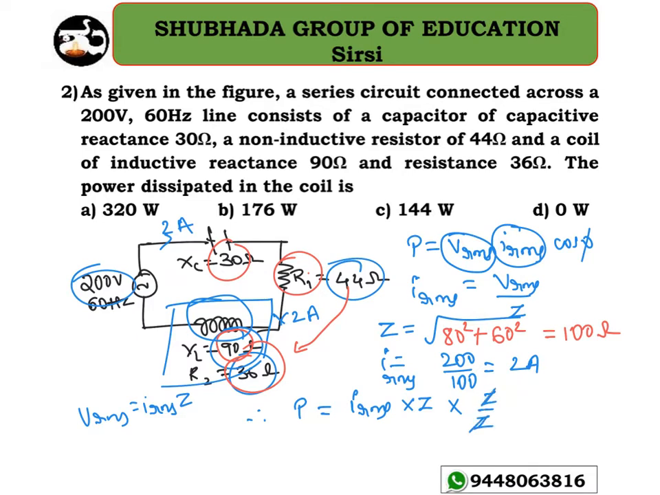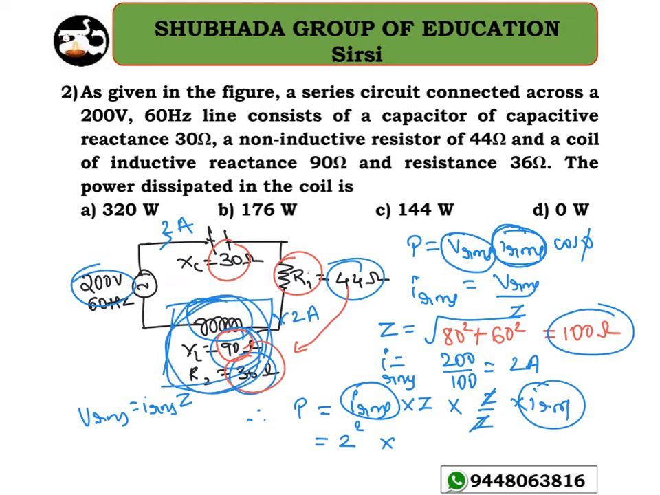So Z cancels. Irms is 2 ampere. Now one more Irms will be there, so it becomes Irms square into R. Now R is not the 100 ohm. We need to calculate for this coil, because the coil itself contains the inductance as well as the resistance here. So Z equal to square root of 90 square plus 36 square.